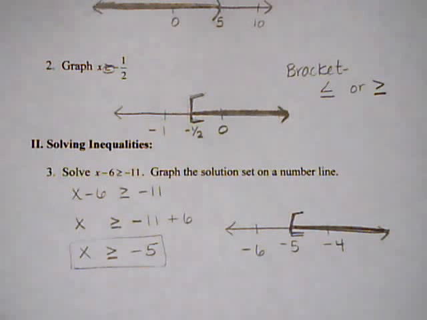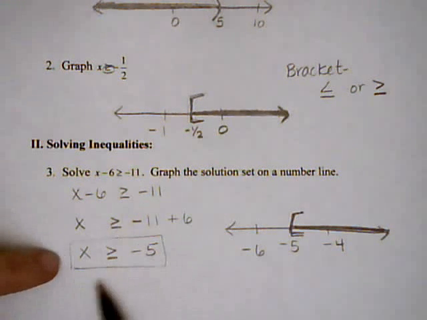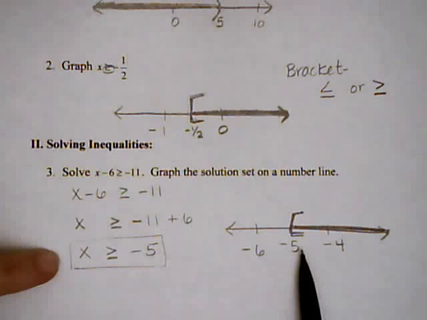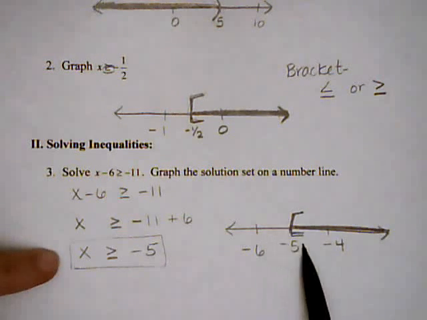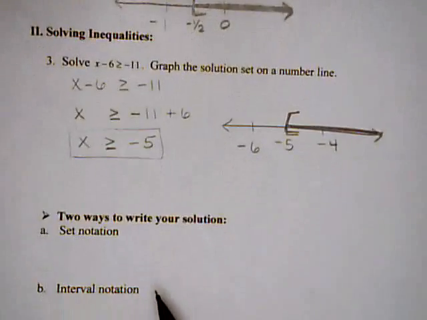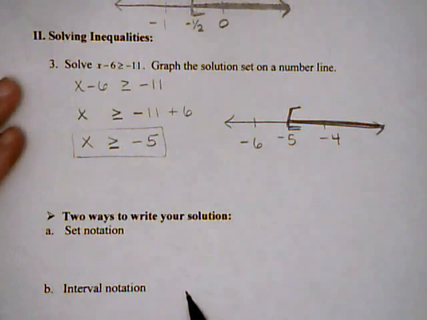Okay, number 3, we had just finished solving this inequality, and we have x is greater than or equal to -5. And then we graph the solution set, everything to the right, and used a bracket. Okay, there are 2 ways we can write the solution.